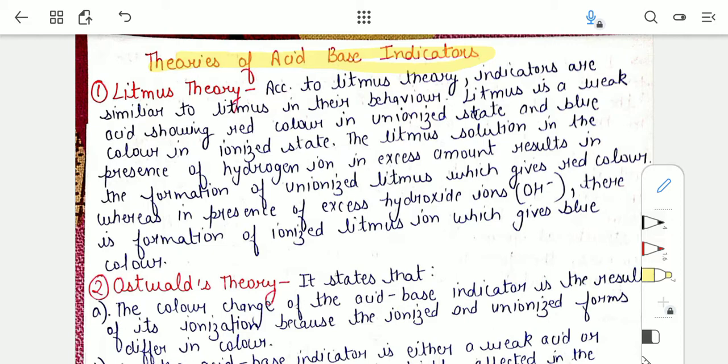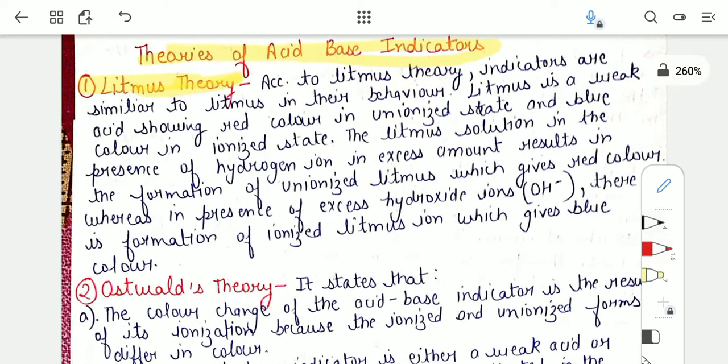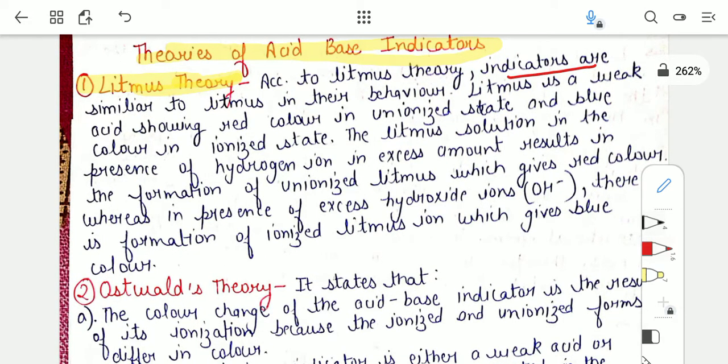So first theory is the litmus theory. According to litmus theory, indicators are similar to litmus in their behavior. So you might have heard about litmus paper. Whenever we dip it in a solution, if it turns blue, we say that the solution is alkaline, and if it turns red, we say the solution is acidic. So the same litmus is being involved here. Litmus is actually a weak acid which shows red color in unionized state and blue color in ionized state.